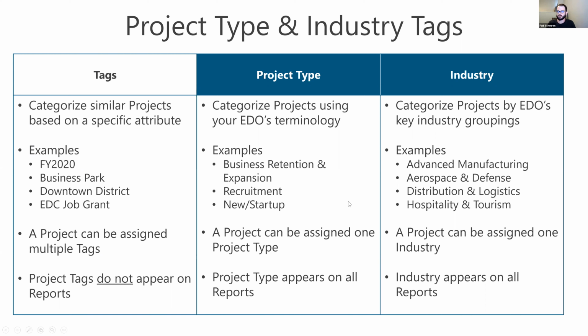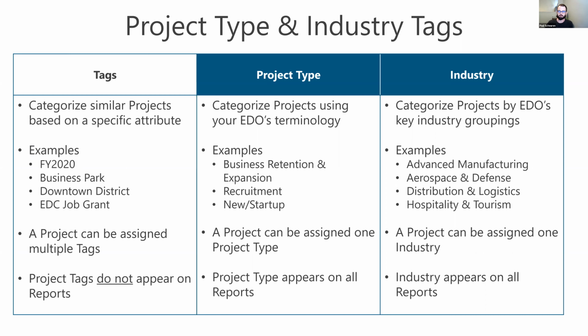These have some similarities, but I'll first go through project type. For project type, this lets you categorize projects using your economic development organization's terminology. Some examples of what we're thinking about here are business retention and expansion, or recruitment, or new and startup. These are decent examples, but they might not be the exact terms that you want to use for your organization. You might call them something different.